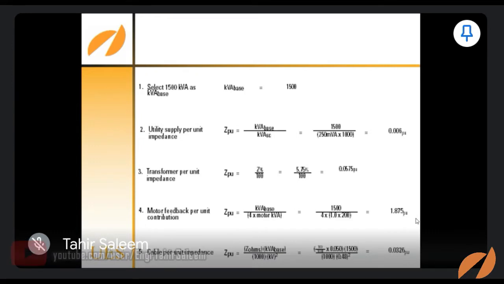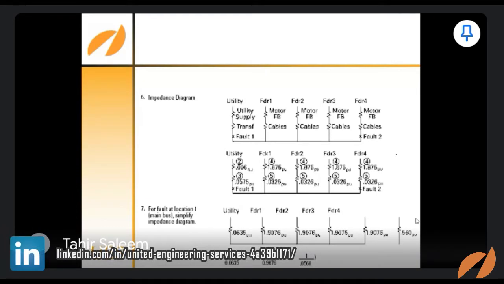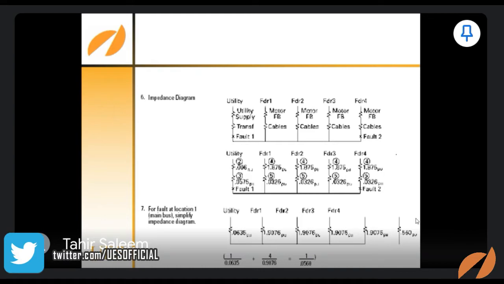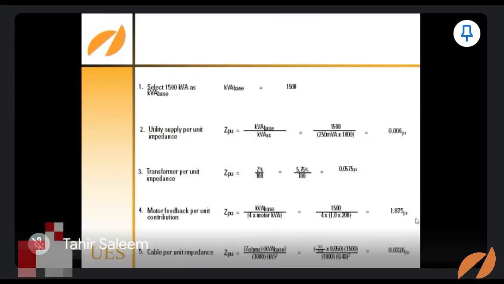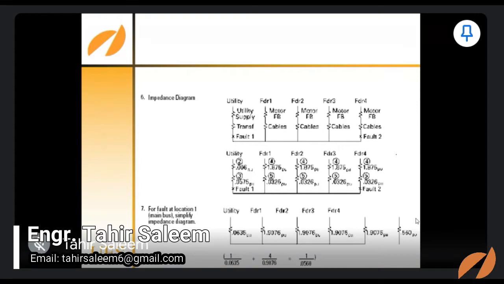And if you go over here, you can see a simple diagram derived, which will give you the utility supply, transformer and fault. Then the rest of the feeders, motor contribution and cable impedance will take part. These are the 4 feeders, and for the utility, you have calculated all these things. So you can see 0.06 is written here, and 0.575 for the transformer. These are combined to 0.635.